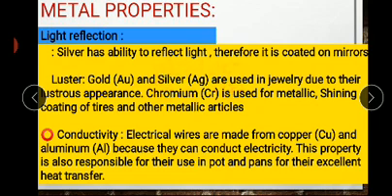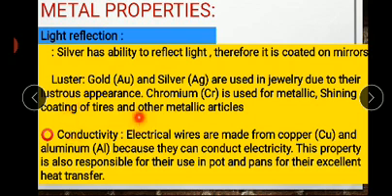Then next one is chromium. Chromium is also a metal. It has a shiny appearance. It is used in coating of tires and in many metallic articles, used in different machineries, in spare parts of cars or many other things which are used.